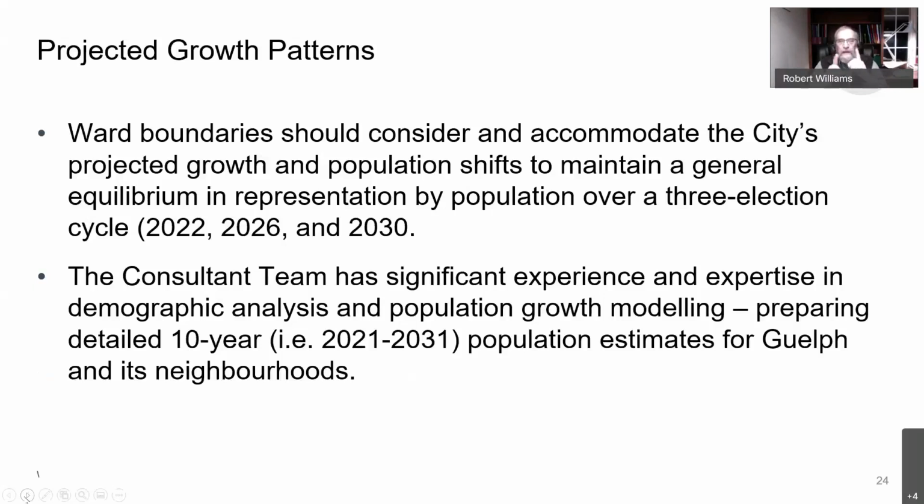And don't forget too, in passing, we're talking about a number of different ways. There are 6 wards now, but there'll be scenarios for other numbers. So those are the first 2 principles.